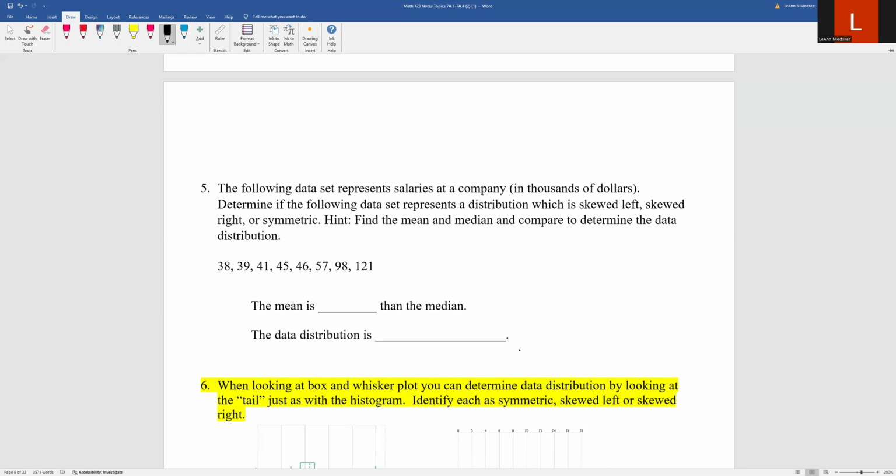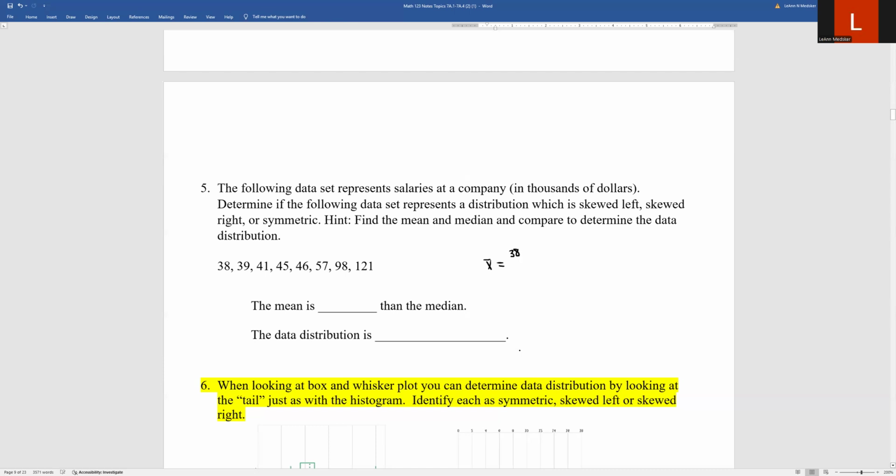I'm already guessing we're going to be skewed right, just because I'm looking at these low salaries down here and then these major jumps on the right side, which is the bigger numbers on a number line. Those scream somebody's making a lot more money than the median kind of salary. So let's actually prove that. For the mean, remember, you add up all the items and divide by how many you have. So we have this many salaries.